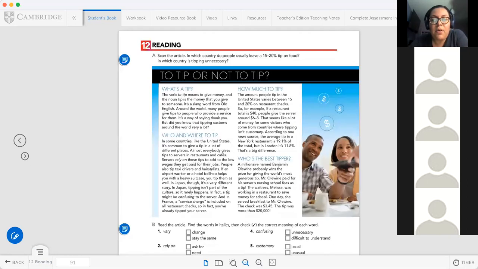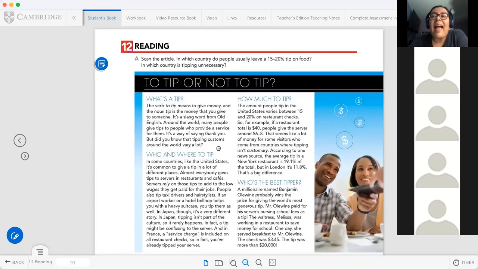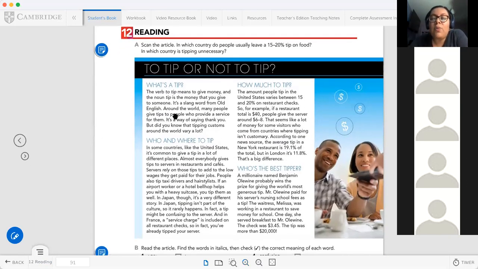Here it says, to tip or not to tip, okay? I am gonna start with the first paragraph, and then I want someone else to help me, okay? Si alguien tiene micrófono y me quiere ayudar, cuando yo termine el primer párrafo, por favor, tome la palabra. So, to tip or not to tip?